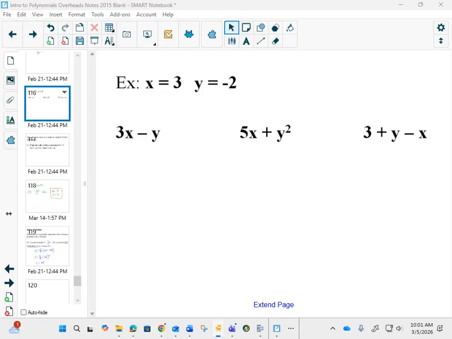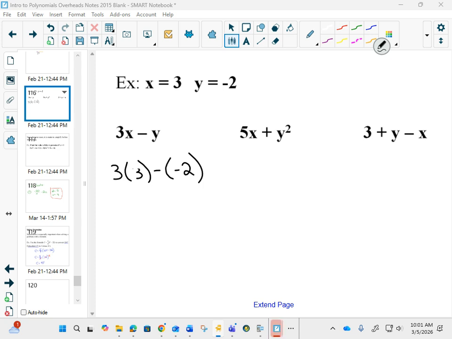Well, let's see how you did. Did you remember to put in the brackets? And then 3 times 3 is 9. Negative times negative is positive 2. And you should have got positive 11.